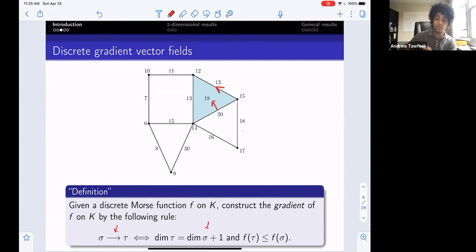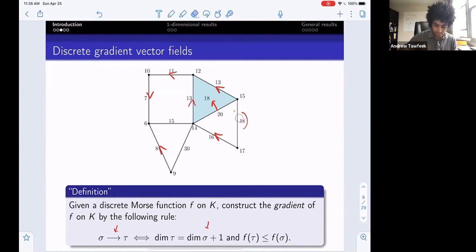So for example, this edge would point to this 2 cell because 18 is less than 20, and so on. So we can just go around, and you might notice that some of these edges can't actually get an arrow on them because, for example, 18 is bigger than both 15 and 17.